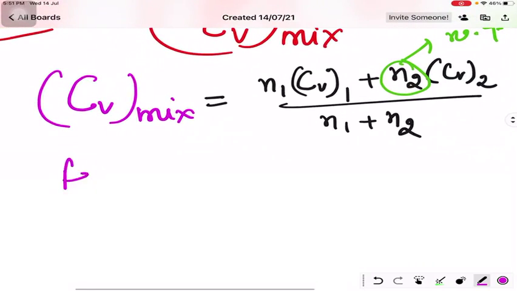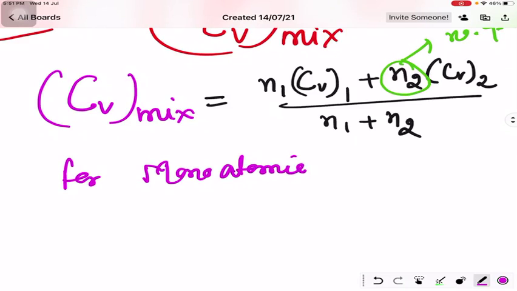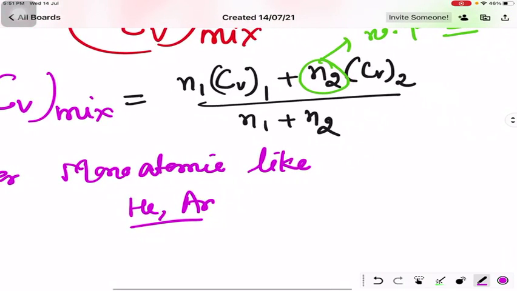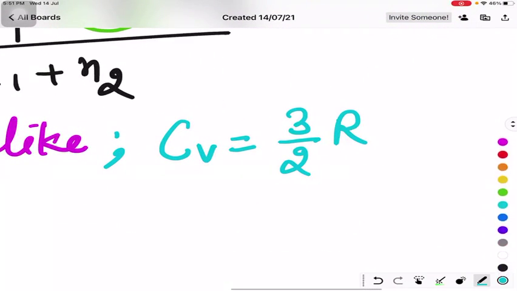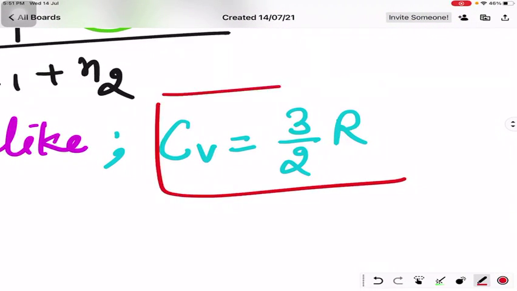So for monoatomic gas, like we have noble gases, helium, argon. These are monoatomic. Number of atoms present in the gas is 1. They are not forming a molecule at all. For these, the value of Cv is 3 by 2 R. So you have to remember this relationship, 3 by 2 R. R is the gas constant.